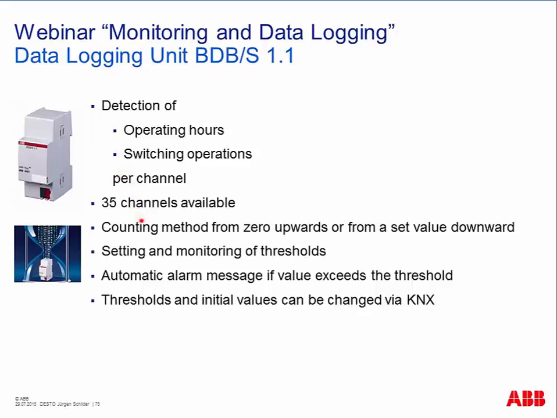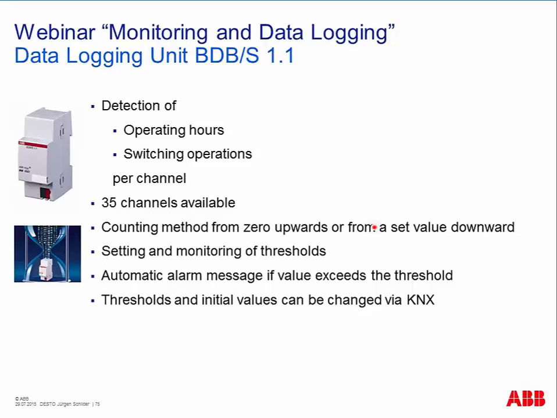Individually, also per channel, we can specify how we want to count. Maybe we start from 0 and count upwards. So the operating hours value is zero, and then it counts 1 hour, 2 hours, 3 hours, up to 100,000 hours, for example. Or the other method is, we start from a set value, maybe 50,000 hours, and count downwards. This is also possible. So per device, per channel, we can select this counting method or the other one. Then we have a 4-byte value on our KNX bus, the value of our operating hours or the switching cycles.